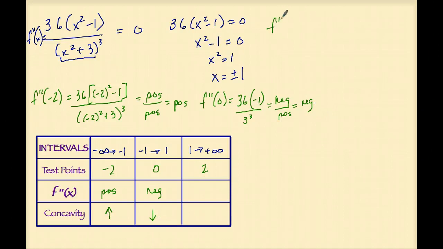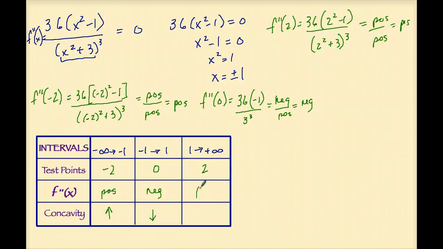And now let's look at f double prime at 2. 36 times 2 squared minus 1 over 2 squared plus 3 quantity cubed. This is going to be a positive number times a positive number, and the denominator is also going to be positive, giving me another positive number in this interval, meaning that, of course, we have a concave up section of the graph.